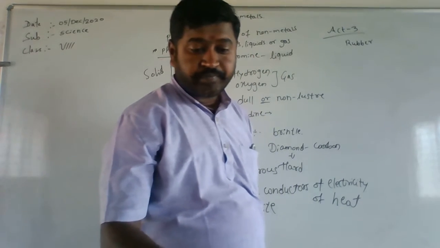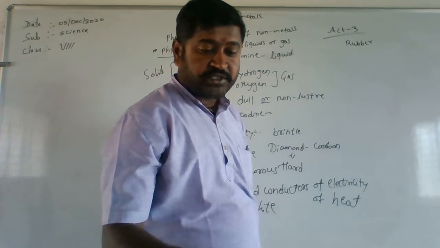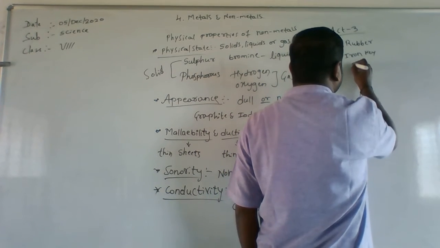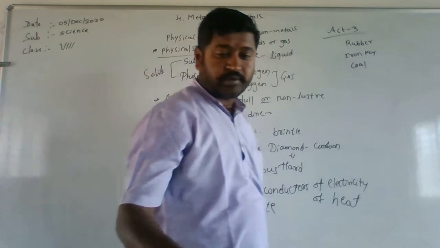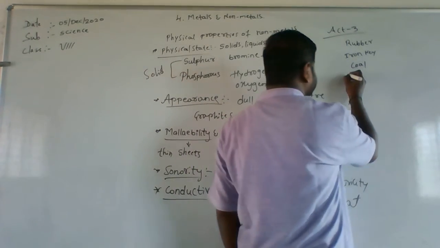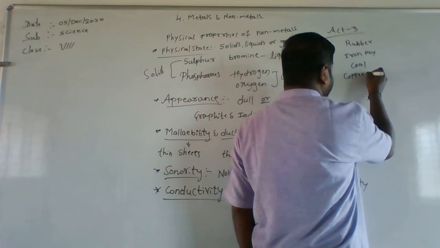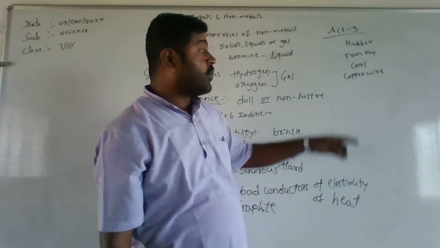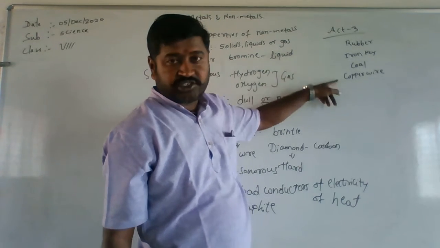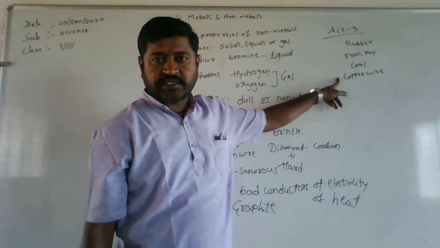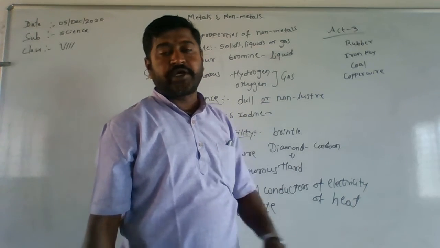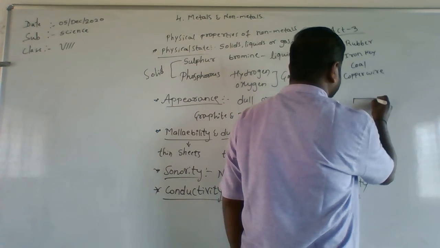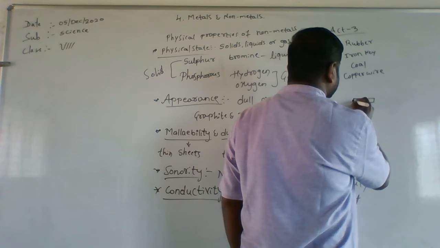Then after rubber, metal piece, iron key, coal, then copper wire, so we have to check whether all these substances, metals, are good conductors or bad conductors. For that, we need to make a simple circuit. What we will do? We will take a cell.